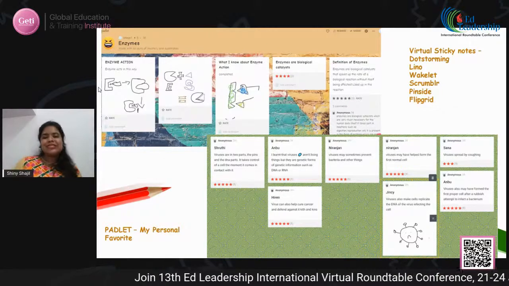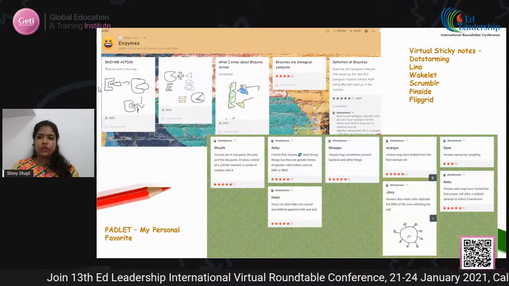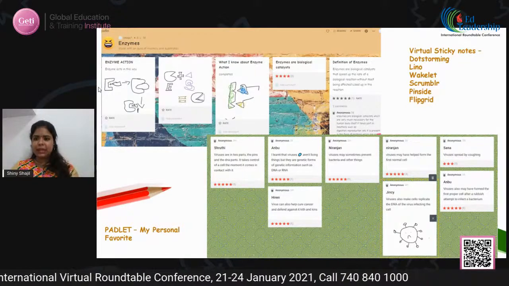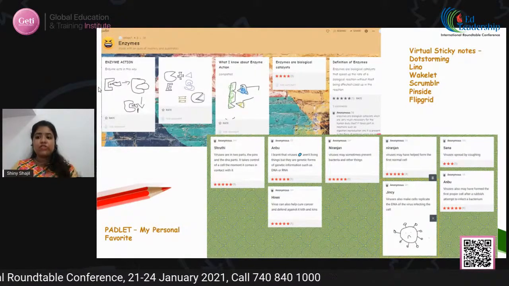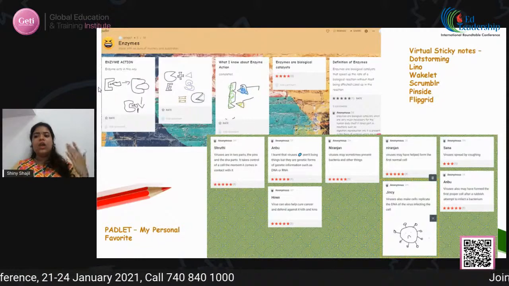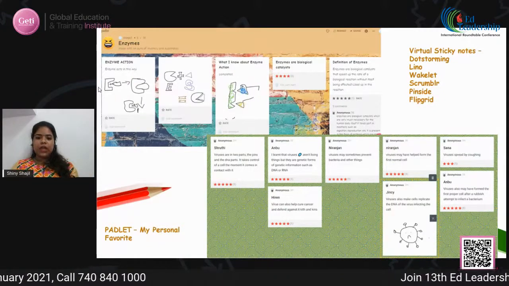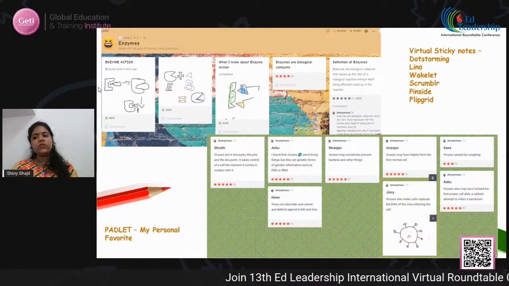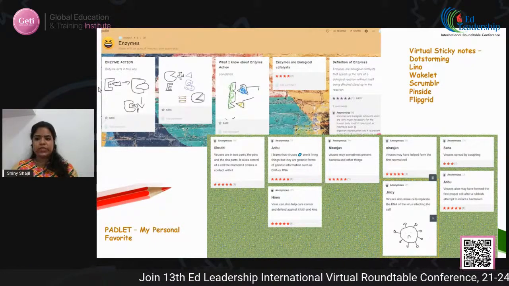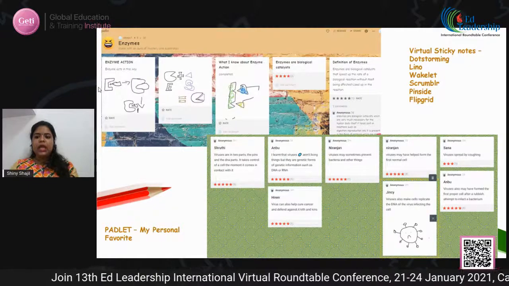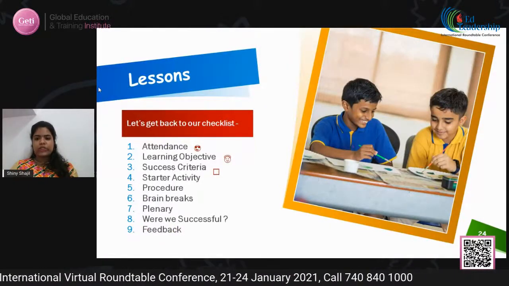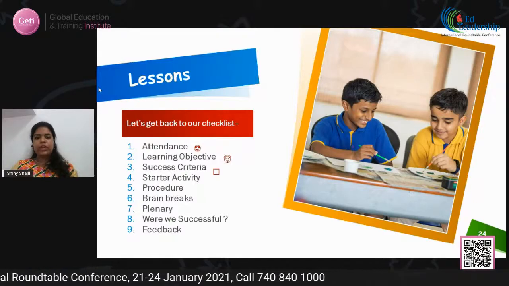So this is one way in which you can test the prior knowledge of the children. This is going to be a very quick process, and at the same time the children are going to enjoy it. They are actively learning. On the side, I have also shown other virtual sticky notes platforms, on which you can make a note and use it as required. So we have tested the prior knowledge, and we have completed point number 4 in our checklist.